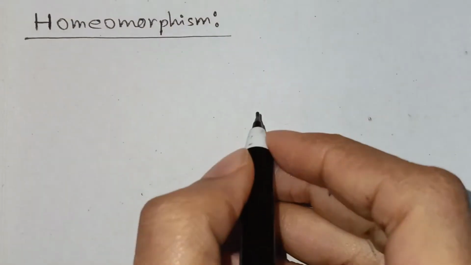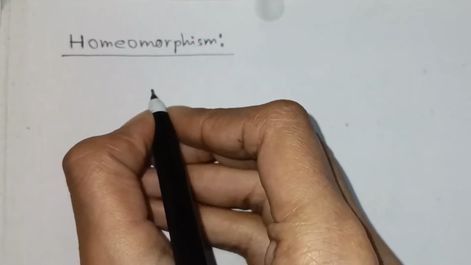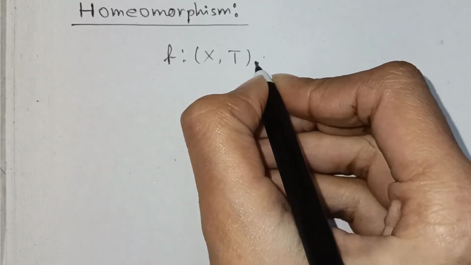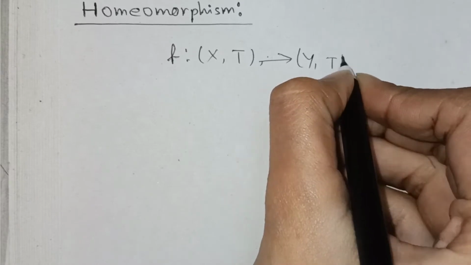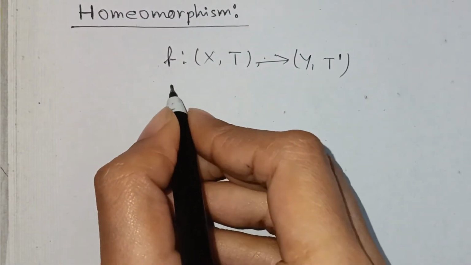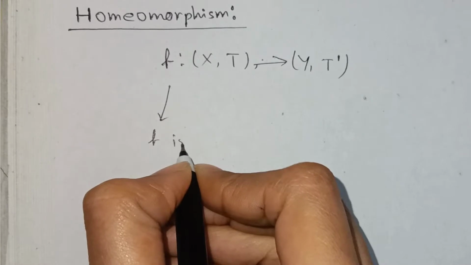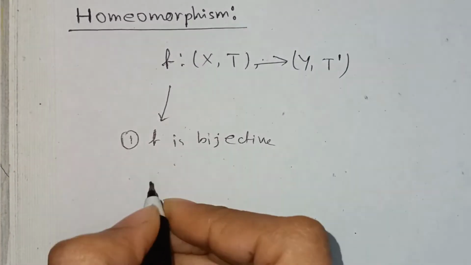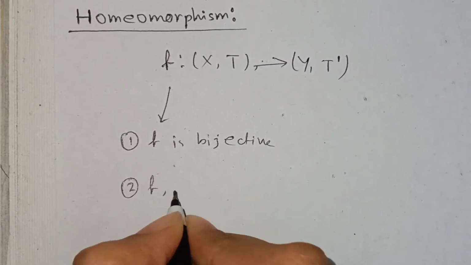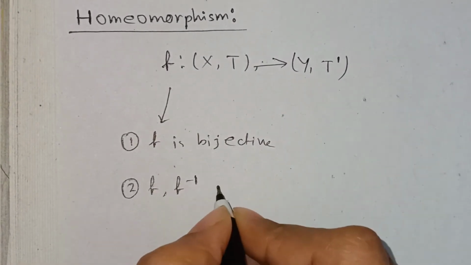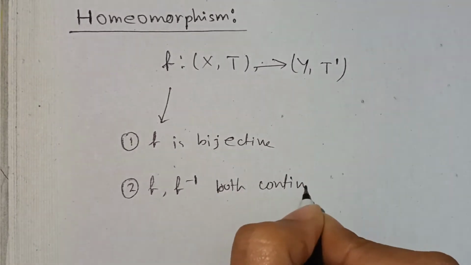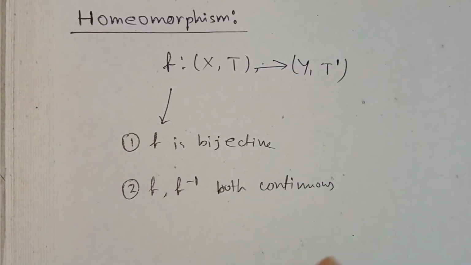The first one is homeomorphism. Homeomorphism is a function f between two topological spaces (X, τ) to (Y, τ'), such that f is bijective, this is the first condition, and f and f inverse both are continuous. This is the definition of homeomorphism.